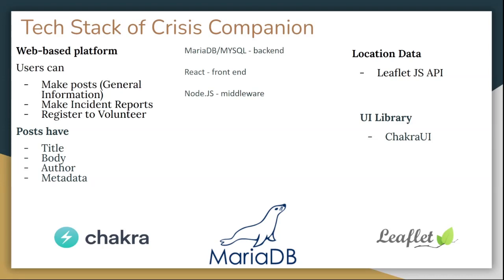Posts have a title, a body, it says who the author is as well as their username, and metadata, including when it was posted. For location data, we're using the Leaflet.js API, and in addition to React, we're using the Chakra UI library.